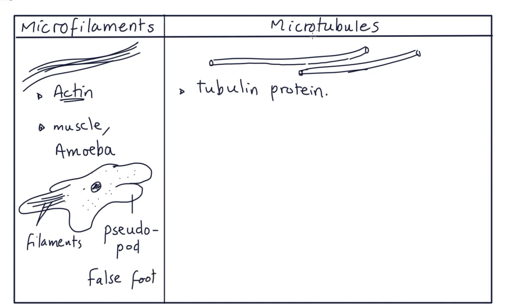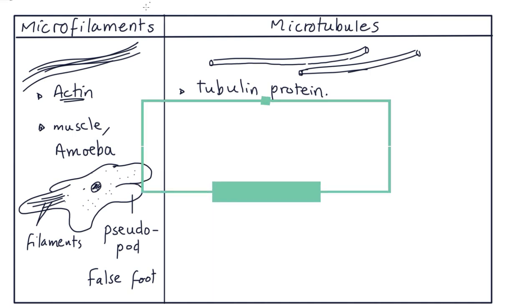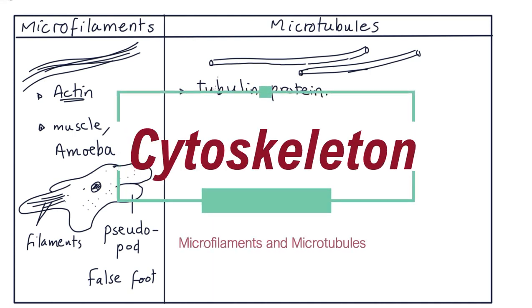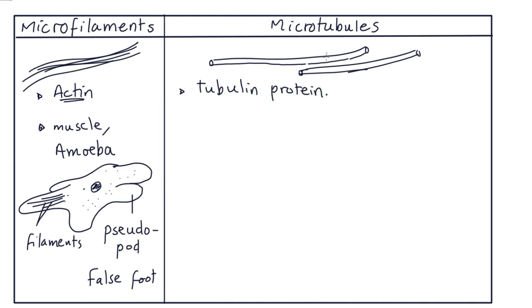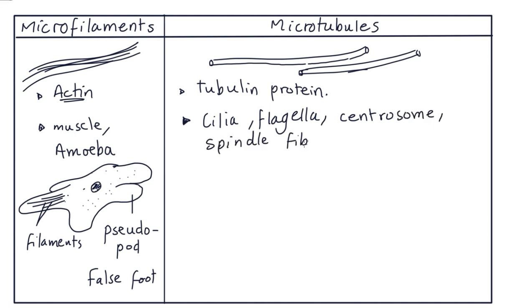By the way, microfilaments and microtubules together are called the cytoskeleton. But let's return to the microtubules. Microtubules help in building cilia, flagella, centrosome, and spindle fibers. Let's see them one by one.